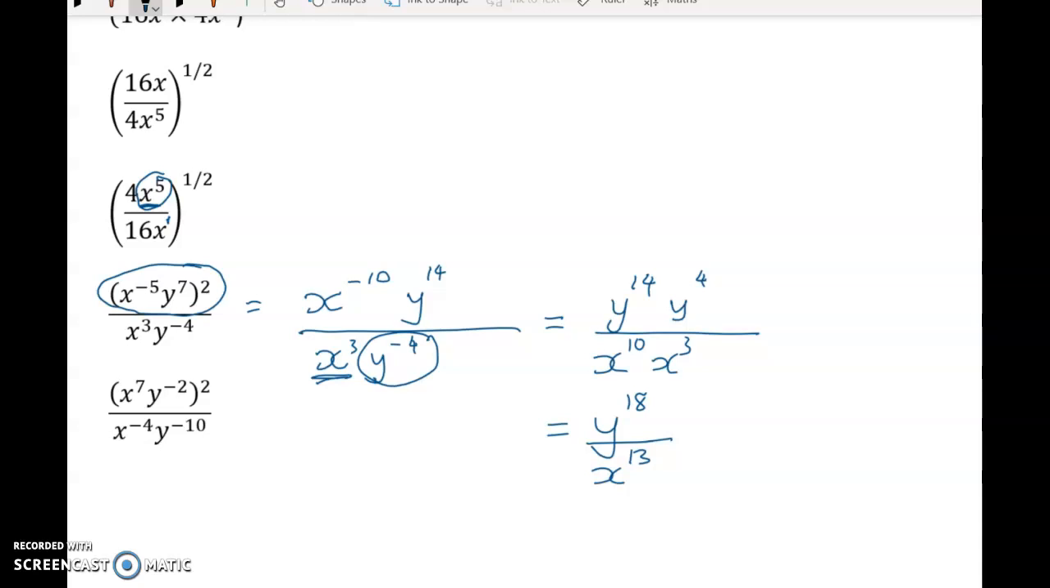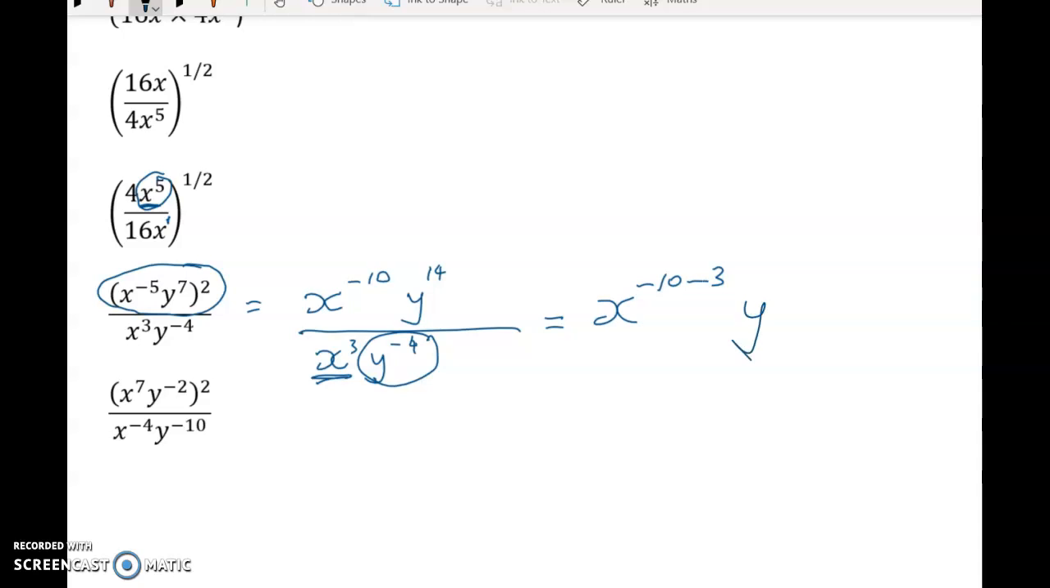Okay, now there's another way that we can do this, which is using our Year 9 rules about subtracting powers. So I'm going to do this question again now. So in here, we've got x to the power of -10 minus 3 times y to the power of 14 minus -4, which is x to the -13, y to the 18, which gives me y to the power of 18 over x to the power of 13, right? Because we don't want to have any negative powers when we write our final answer. Okay, so that's that one done.